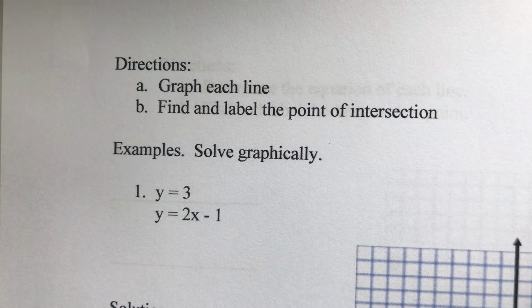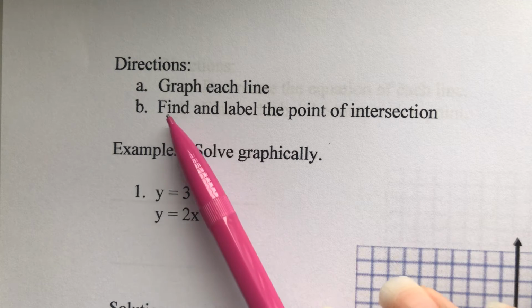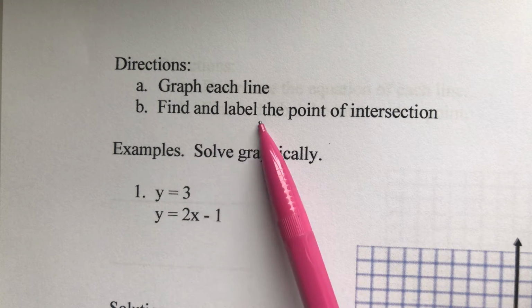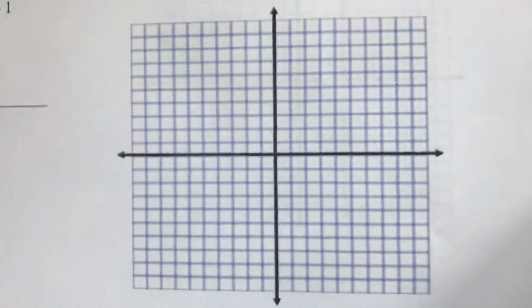We'll do a few examples. I'm going to review graphing with you. So we're going to look at two equations. We're going to graph each of them. And then I'm going to find and label the intersection point. Okay. So a little review of graphing here.